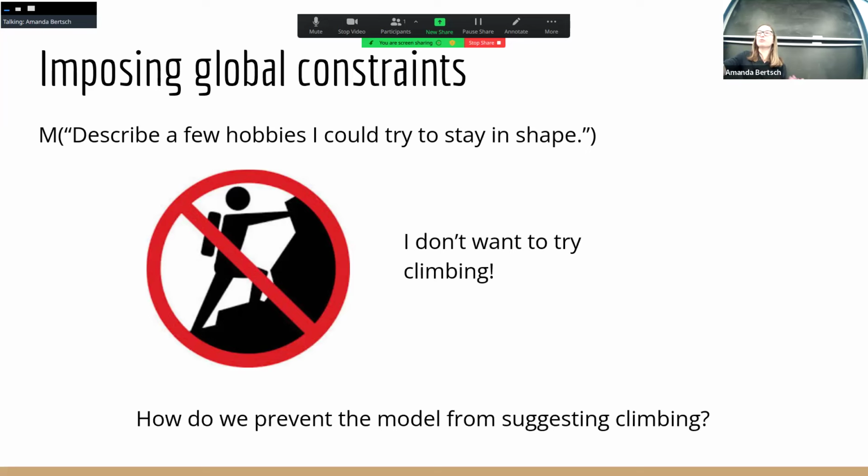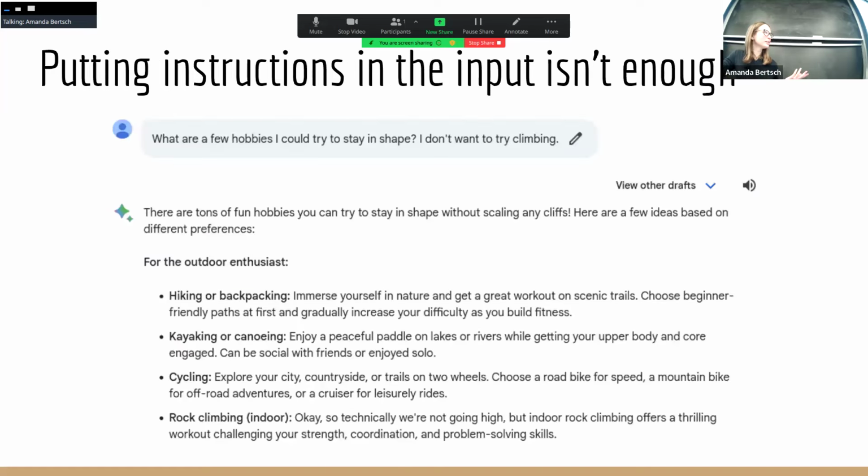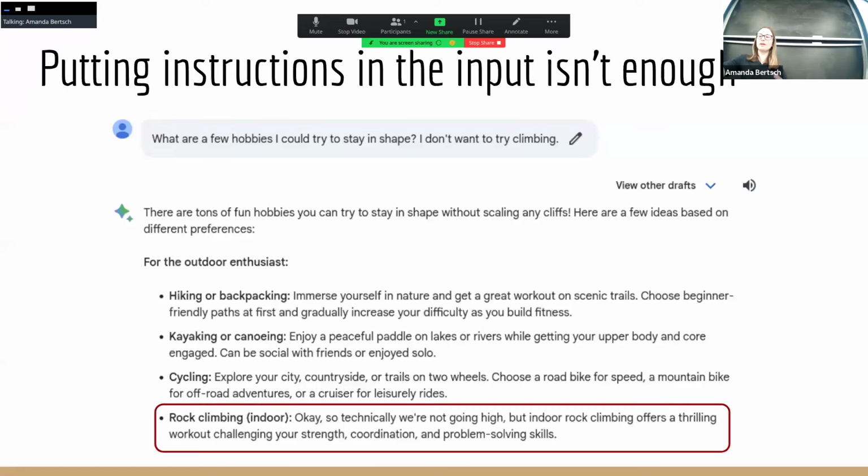And if you've played around with some of the more recent LLMs, you'd say maybe this is easy, right? You just tell the model in the instruction that you don't want to talk about climbing. And having talked to Bard recently, I can tell you, unfortunately, that it's not that easy. So I tell the model I don't want to talk about climbing. It does okay for a little bit, and then it's like, all right, but maybe you want to try rock climbing. And so we could continue trying to instruction tune our model, but maybe there's a way to impose this constraint on the decoding side instead.